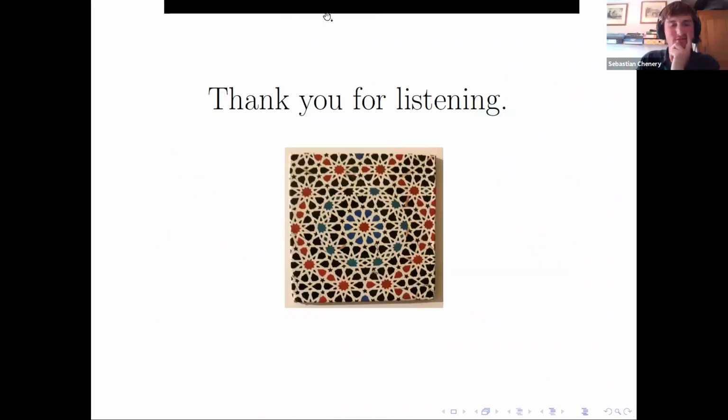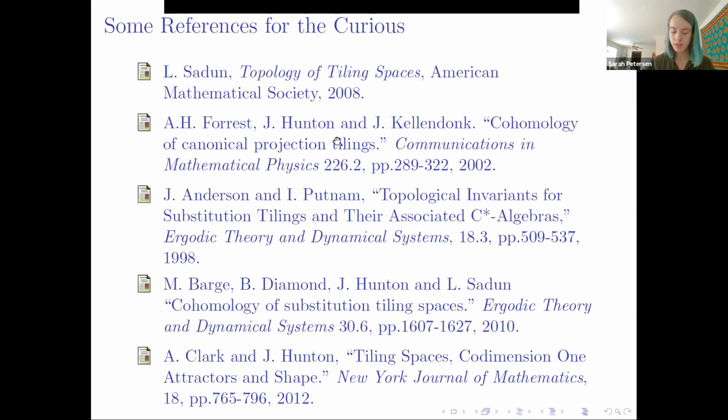Thank you. Sarah, did you have a question? Yes, I did. So I expect this is probably addressed further in the second reference you listed, but I was wondering if you could say anything about what the geometry of a cut and project tiling shows up in the cohomology. I don't know if you can say anything about that.